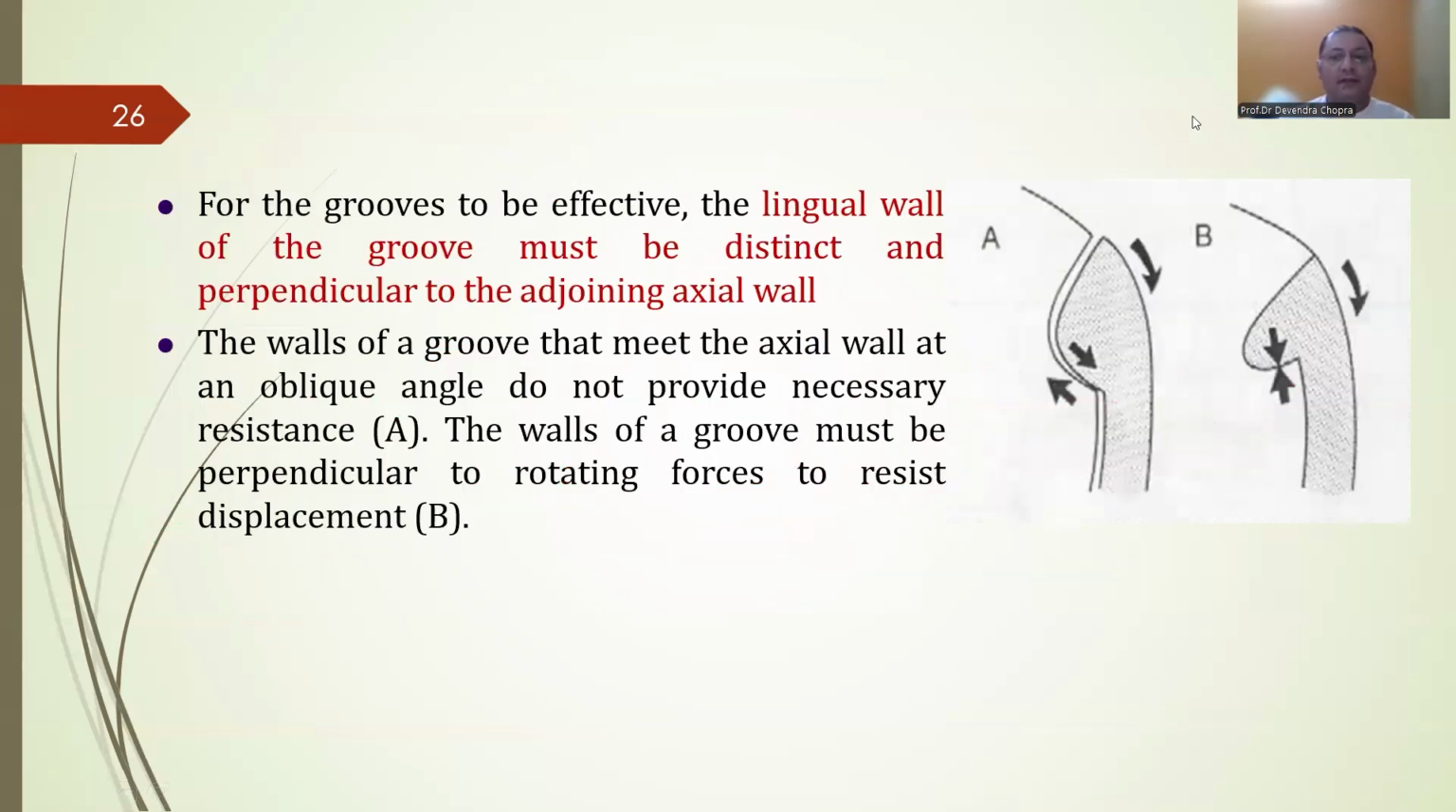For the grooves to be effective, you can check out diagram A and diagram B. The lingual wall of the groove must be distinct and perpendicular to the adjoining axial wall. This is the very, very important thing to understand whenever you are creating a proximal groove. The walls of a groove that meet the axial wall at an oblique angle do not provide necessary resistance, as you can check out in diagram A. And in diagram B, you can see the walls of a groove must be perpendicular to the rotating forces to resist displacement. Next slide.